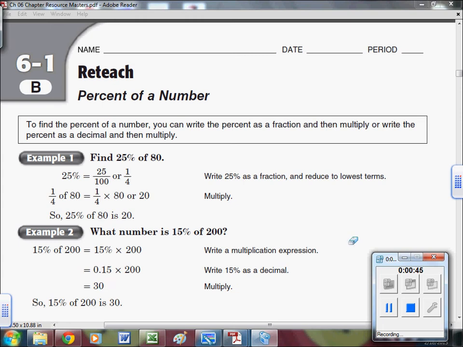So as a brief explanation, when we find the percent of a number, both of these examples say find 25% of 80, find 15% of 200. What number is 15% of 200? They're using two different ways of saying the same thing. For both of them, you're going to essentially do that percentage times the number, times the whole. So 25% times 80, 15% times 200.